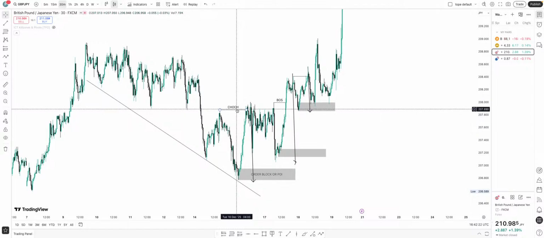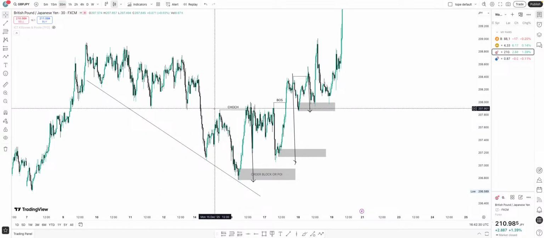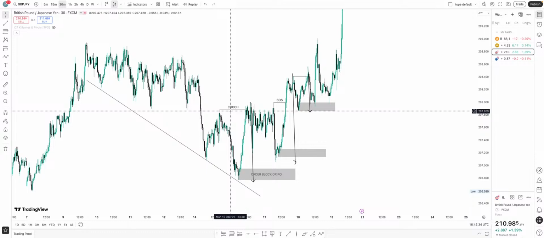So that's the change of character. That's just an indication. It's not telling you that it wants to start buying. It's not telling you that it has changed the trend from a bearish trend to a bullish trend. It's just indicating the possibility of the change of character.